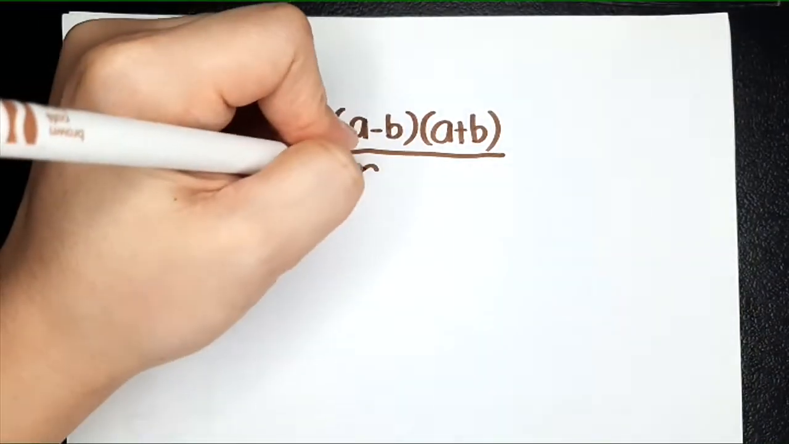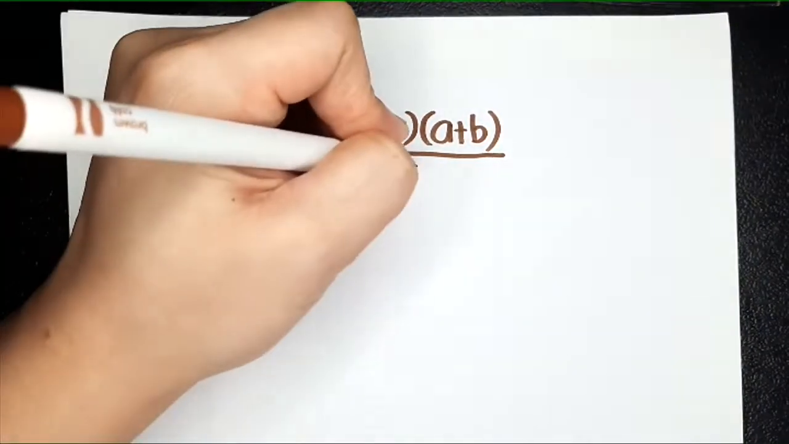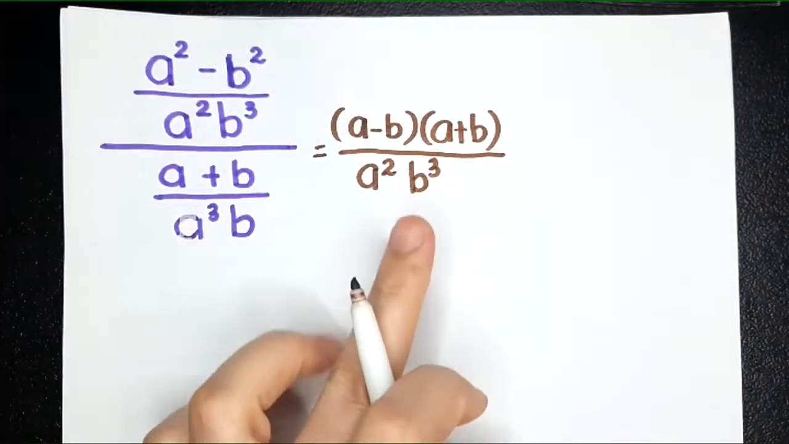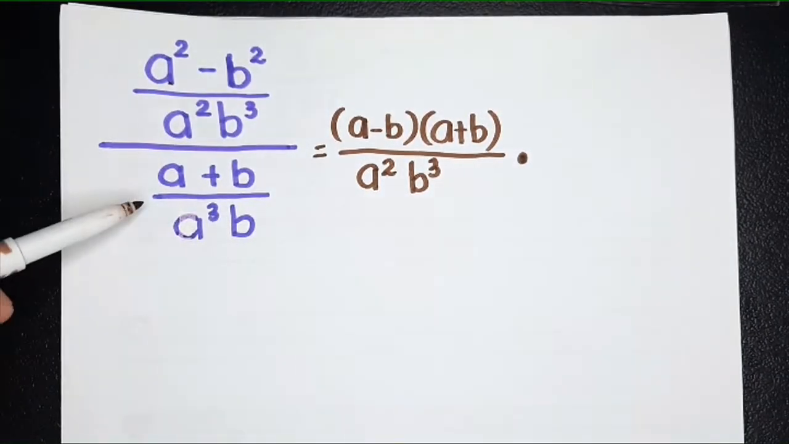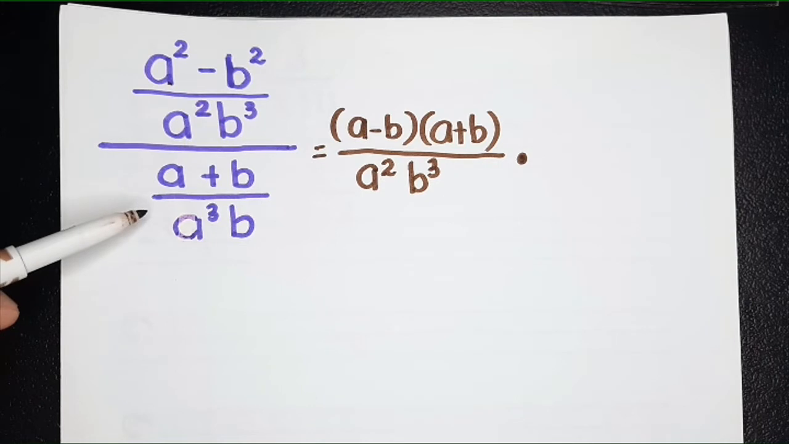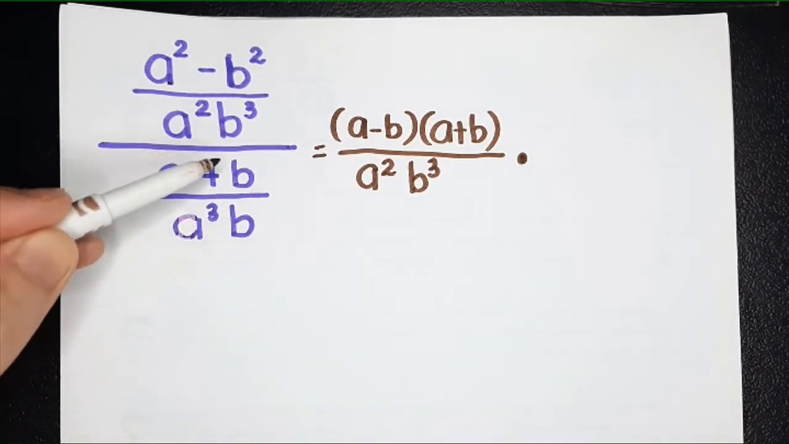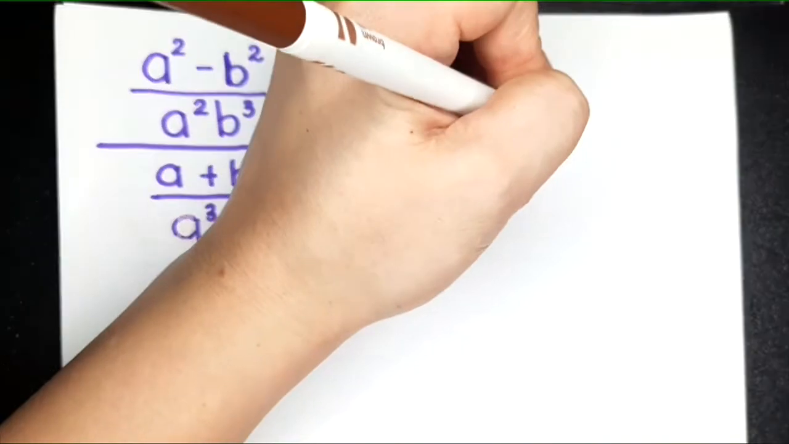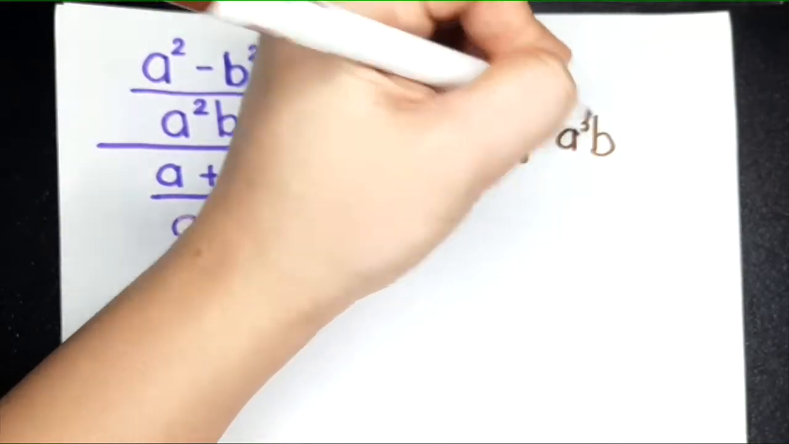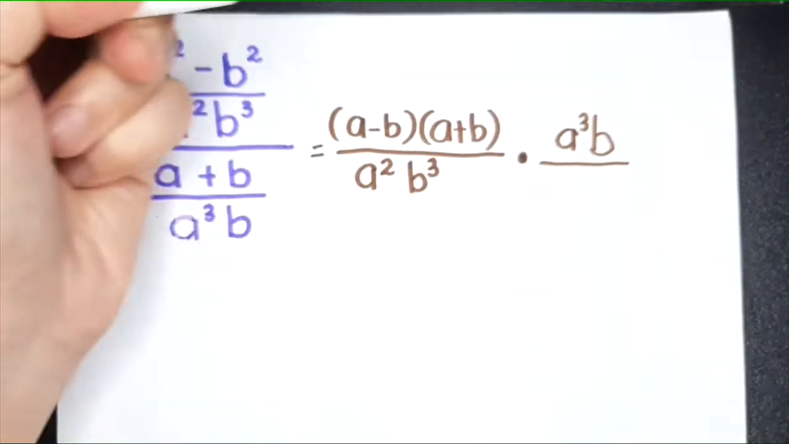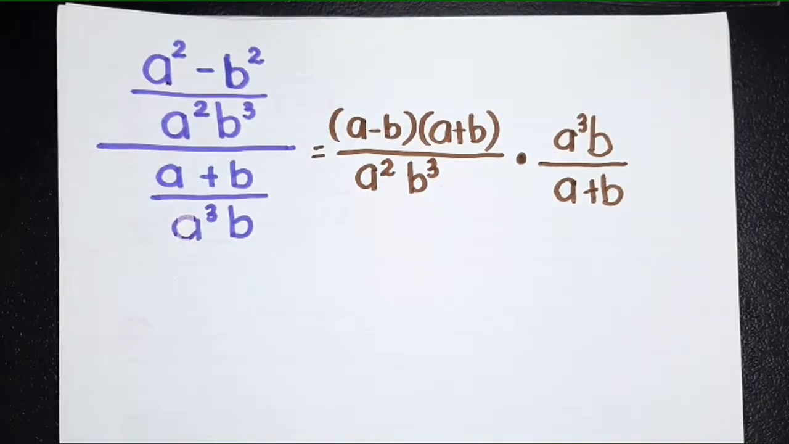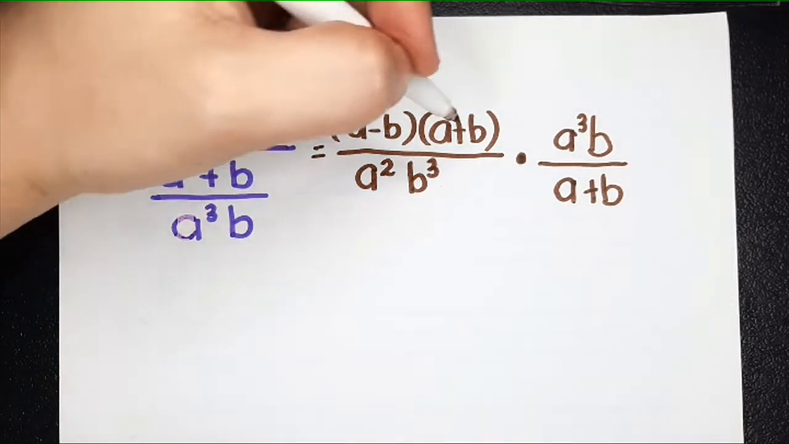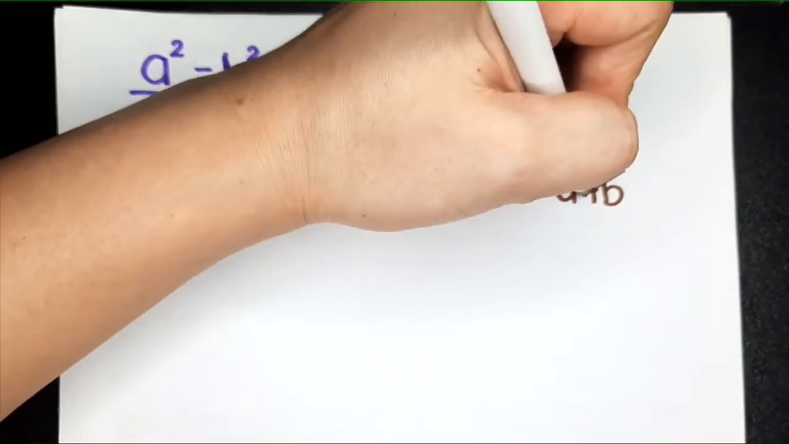Over, so I'm just copying the numerator. This is the numerator. And then, multiplied by the reciprocal of the denominator. So this is the denominator here. What is its reciprocal? Here. So, you have a cubed times b over a plus b. Okay? And then, look for what can cancel. I think here, it's very obvious.